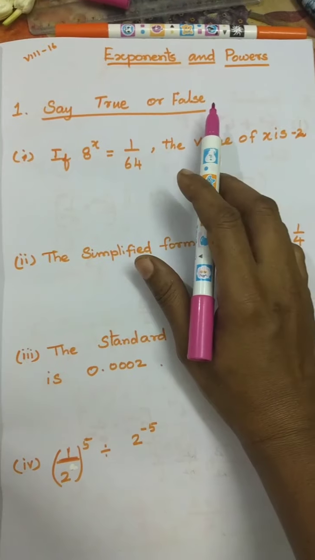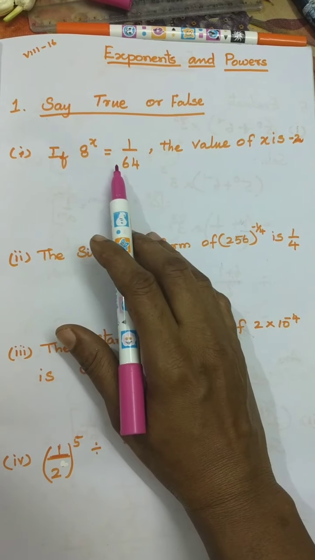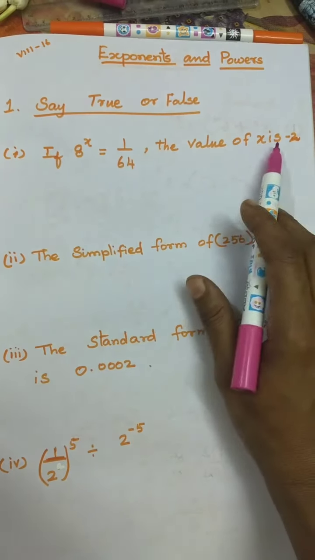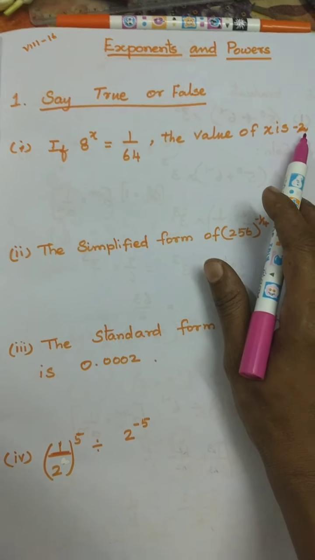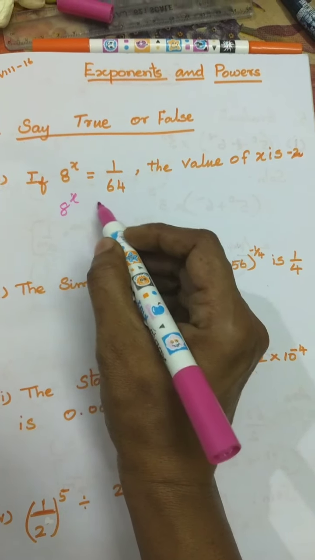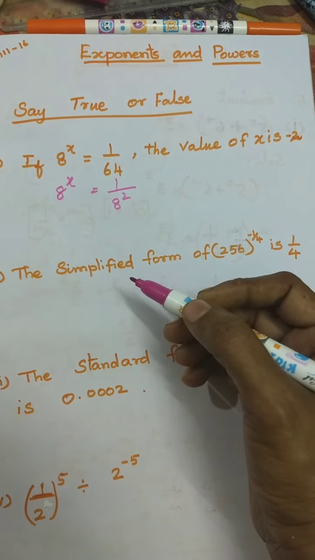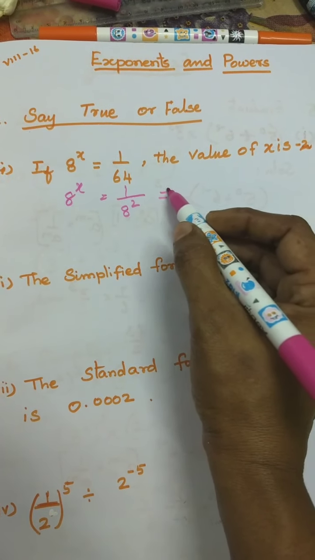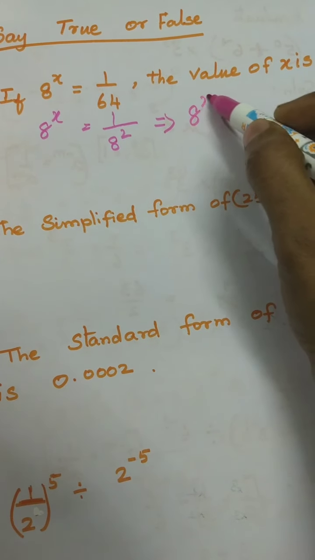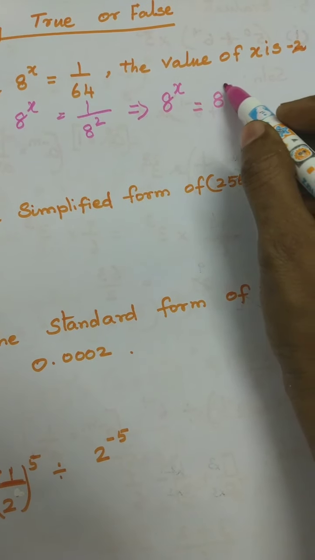Say true or false. First one, if 8 power x is equal to 1 by 64, then the x value is minus 2. Is it right? We shall do and see. 8 power x is equal to 1 by 8 square. Isn't it? You can write like this. Then you can write this as 8 power x is equal to 8 power minus 2.